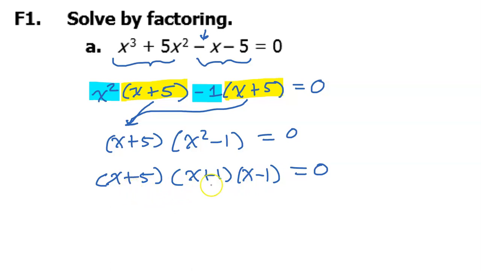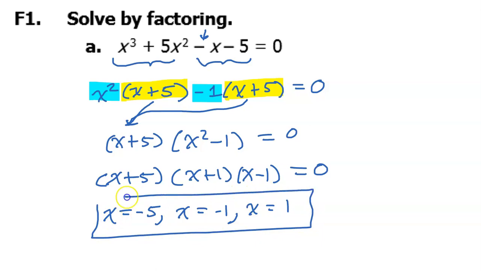property. If we set each of these equal to 0, the first factor will give us x equals negative 5. And the second factor will give us x equals negative 1. And the third factor will give us x equals positive 1. So these are the three solutions to problem A.